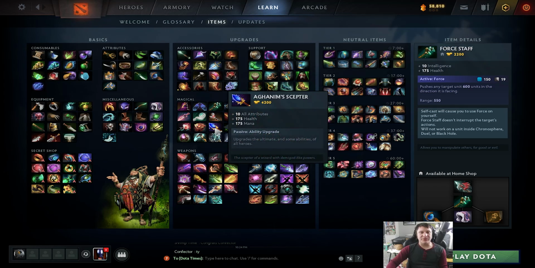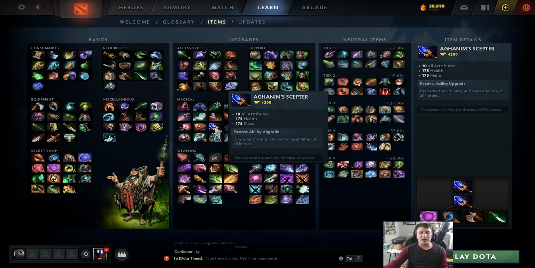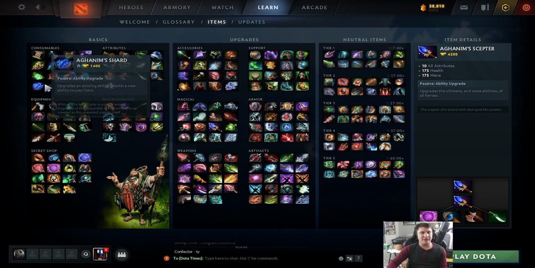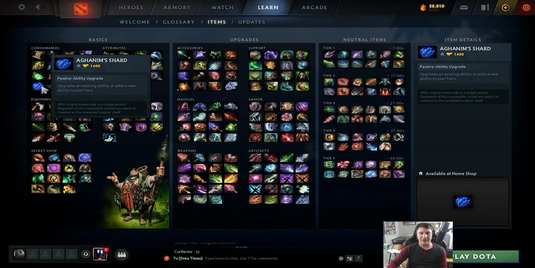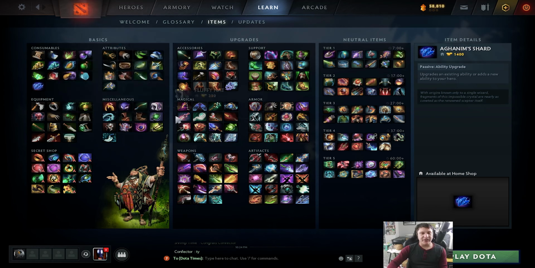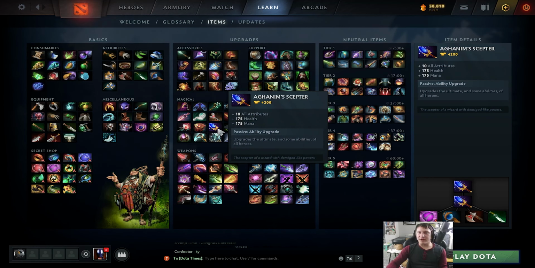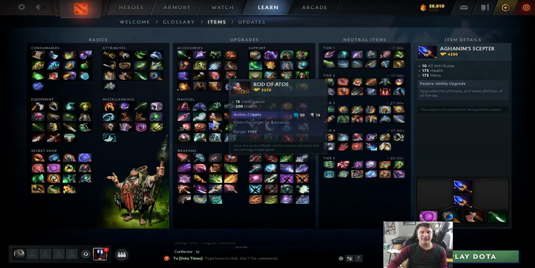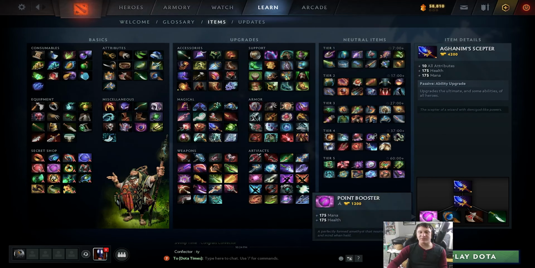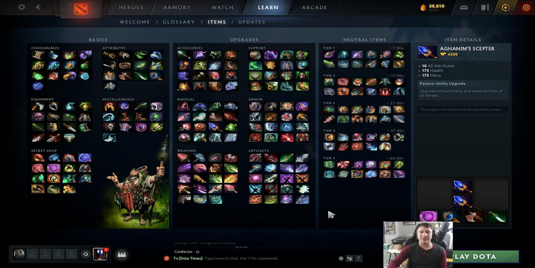And then we can look also at the Aghanim's Scepter. This increases your ultimate and some of your abilities of all heroes. So every hero has an Aghanim's Scepter upgrade. Every hero has an Aghanim's Shard upgrade. And in general, they're pretty dang good, and they're worth your money. They used to be 4,100, now it's 4,200. Fun fact. Oh, I think that's because the point booster went up. No, maybe it always has been. Anyways, back to it. Getting sidetracked.